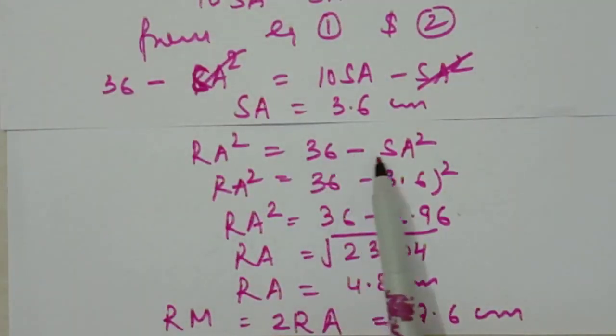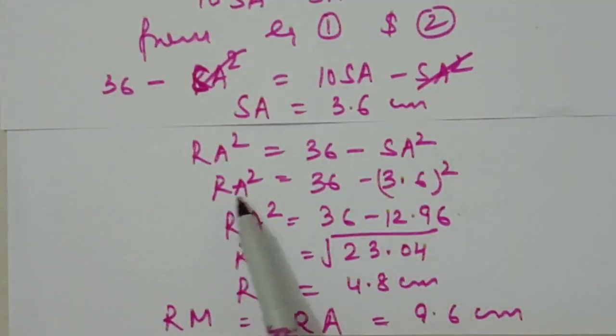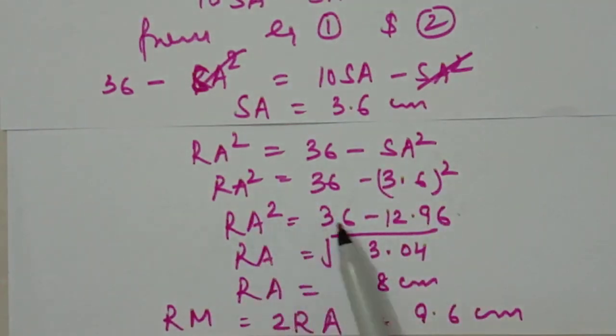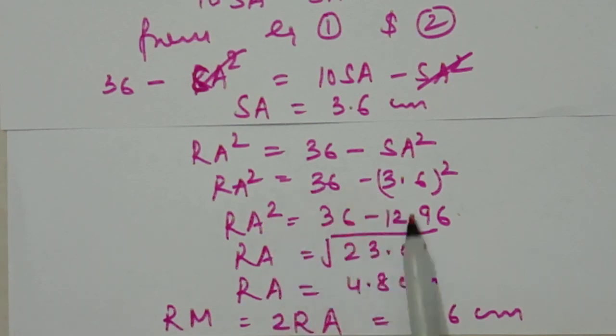RA square is equal to 36 minus SA square. RA square is equal to 36 minus 3.6 square. So we have to find the value of 36 minus 12.96. After subtraction, we move the square to the other side as a root. The value of RA is 4.8 centimeter. RM is equal to double of RA, because we already proved that, so it is 9.6. This is the distance between Reshma and Mandeep.